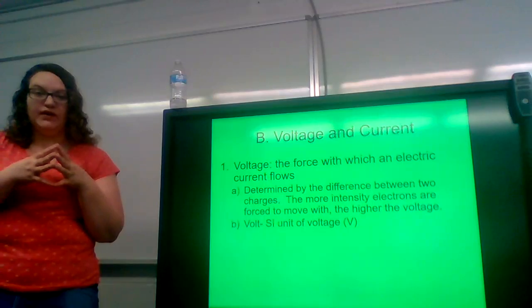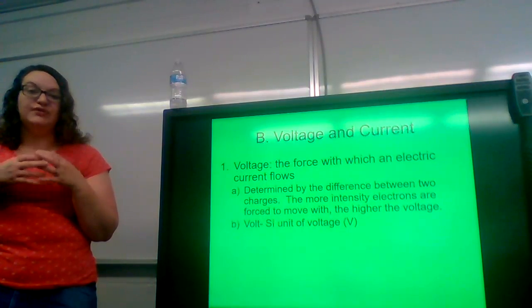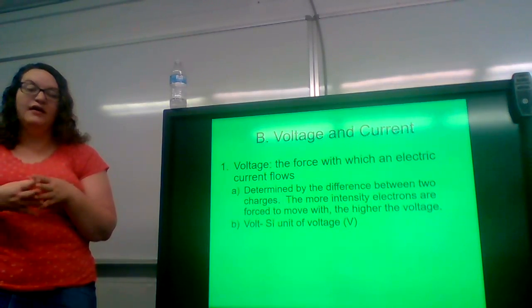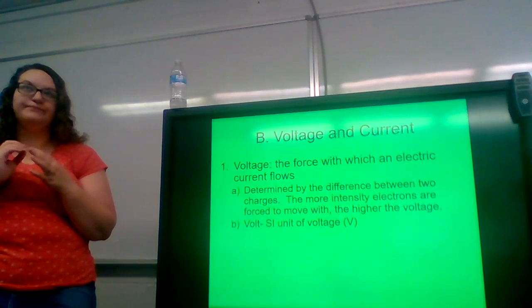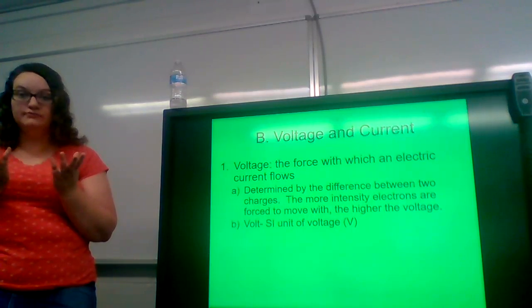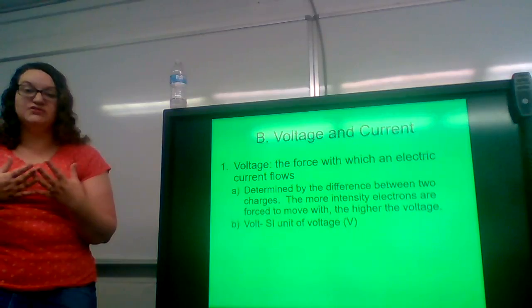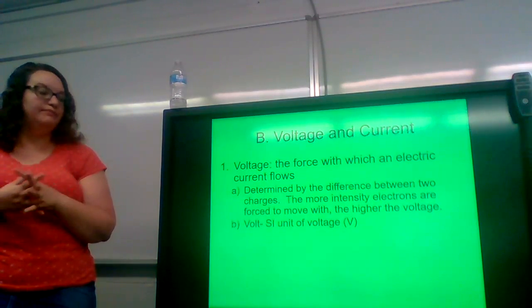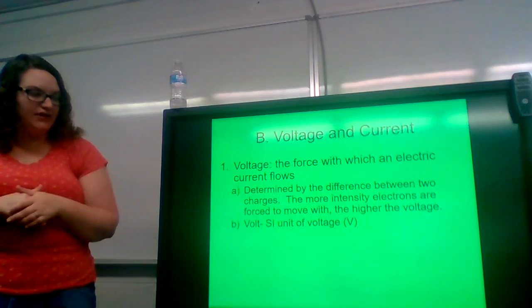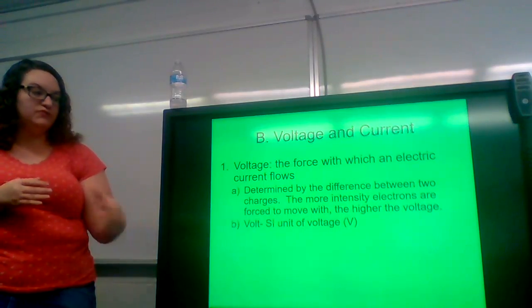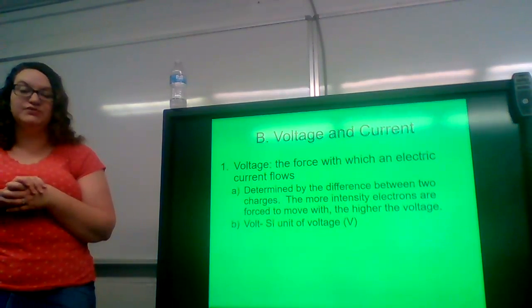Think of a battery, okay? You have AA batteries, you have D-cell batteries, you have 9-volt batteries, okay? The letter or number given to a battery tells you how much voltage that battery has, how much power does it have, how fast are the electrons going to be forced to move through that battery, okay? Volt is the SI unit of voltage, so if you were working with math problems and you were to solve it out, volt would be the SI unit that you would tack on there at the end.